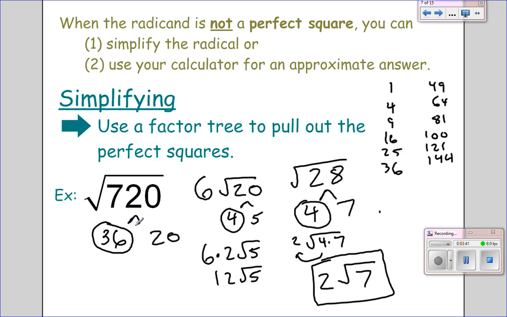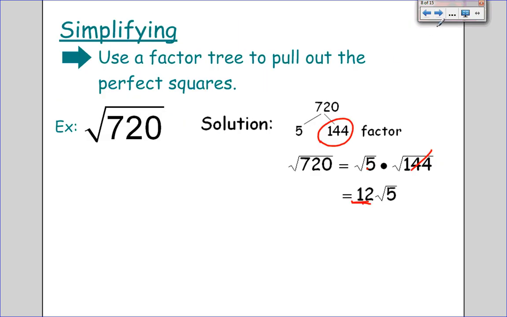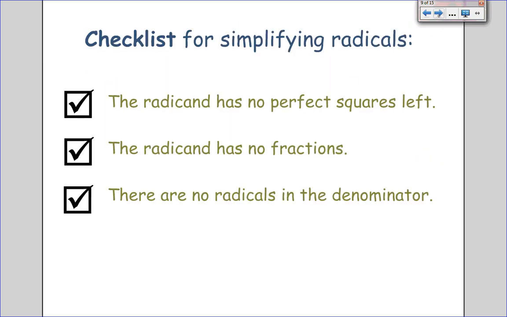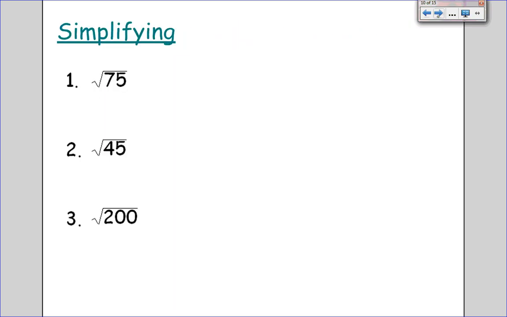Now, there was actually a bigger perfect square that went into 720. And if you'd seen it, we'd have taken only one step, and that is 144 times 5. And that is going to become 12 square root 5. Alright, so that's what we just did. Now I want you to pause the video and practice these three out to simplify them.